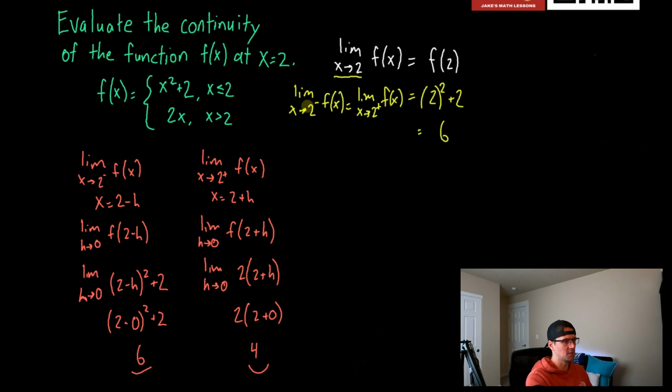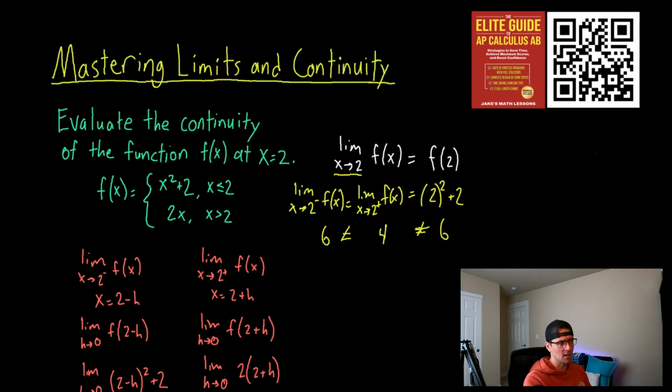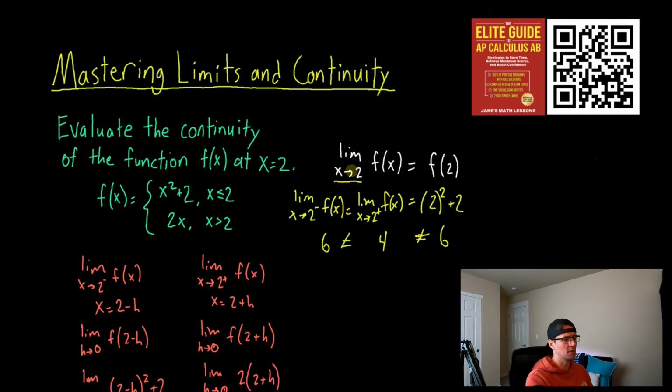So what we end up seeing is the left-hand limit is 6. The right-hand limit is 4, which obviously does not equal the left-hand limit or the value of f at that point too. So what that essentially tells us is that since the left-hand limit and right-hand limit are not equal to each other, the two-sided limit does not exist, and therefore we cannot say that the two-sided limit equals the function at that point too. So since these three things aren't equal to each other, that tells us that this function f of x is not continuous at x equals 2.